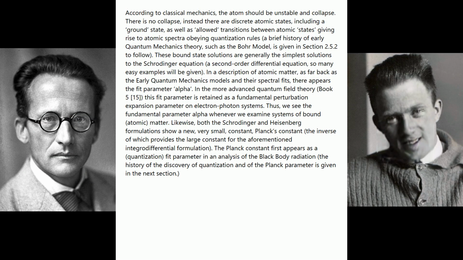According to classical mechanics, the atom should be unstable and collapse. There is no collapse, instead there are discrete atomic states, including a ground state, as well as allowed transitions between atomic states giving rise to atomic spectra obeying quantization rules. A brief history of early quantum mechanics theory, such as the Bohr model, is given in section 2.5.2 to follow.